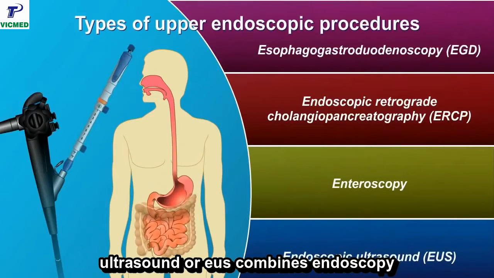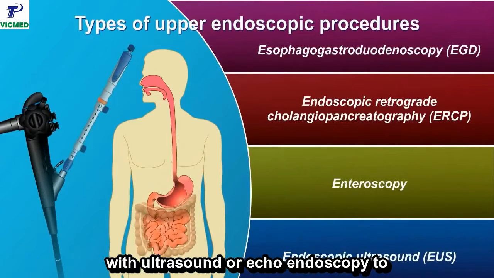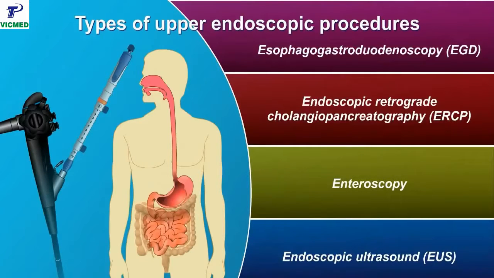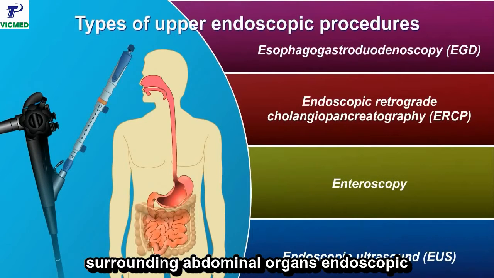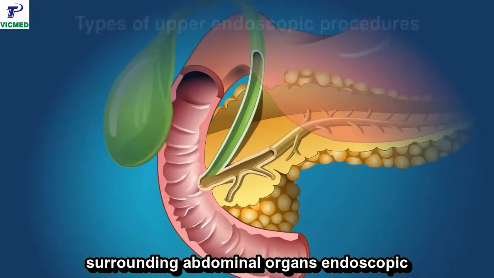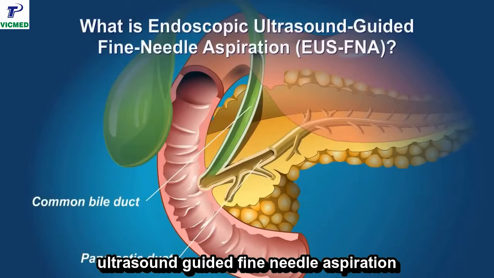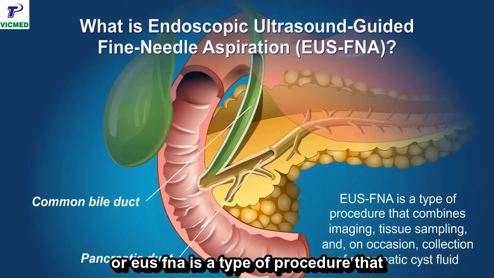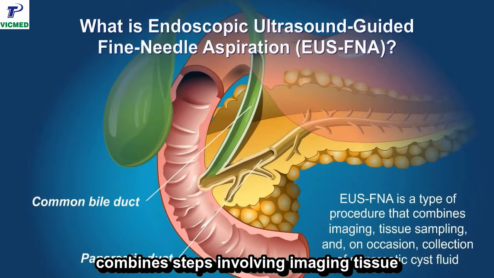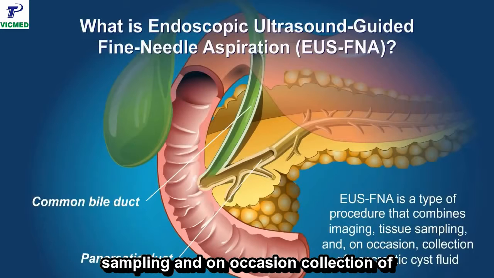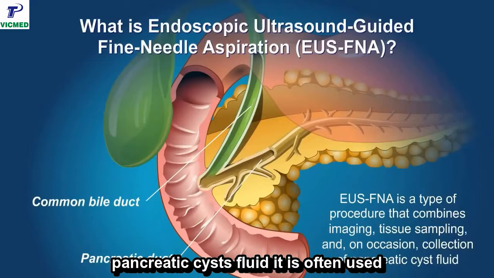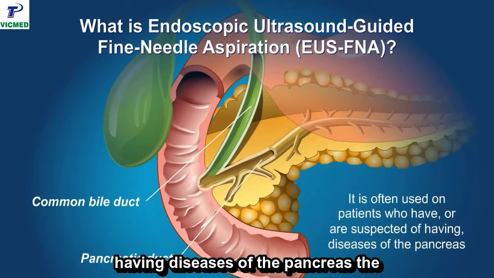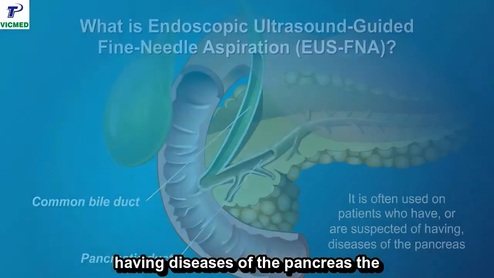Endoscopic ultrasound, or EUS, combines endoscopy with ultrasound, or echoendoscopy, to obtain detailed images of the digestive tract, including the pancreas and surrounding abdominal organs. Endoscopic ultrasound-guided fine needle aspiration, or EUS-FNA, is a type of procedure that combines steps involving imaging, tissue sampling, and on occasion, collection of pancreatic cyst fluid. It is often used on patients who have or are suspected of having diseases of the pancreas.